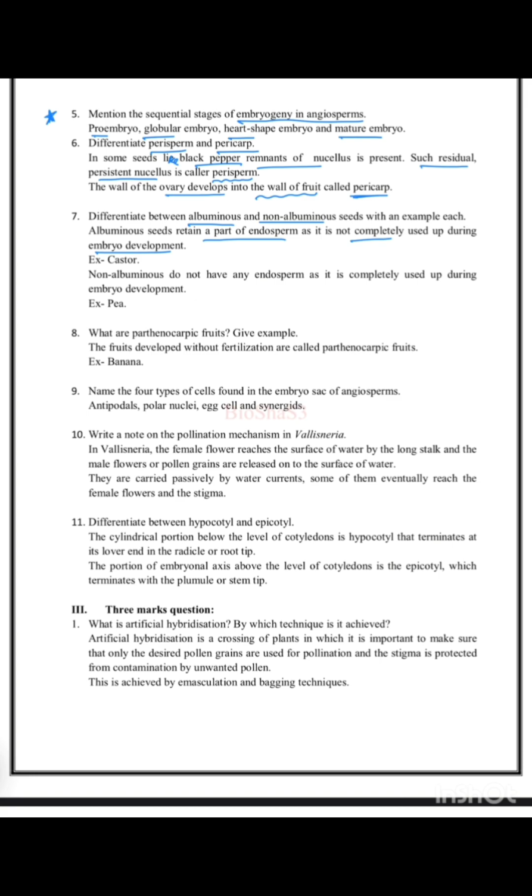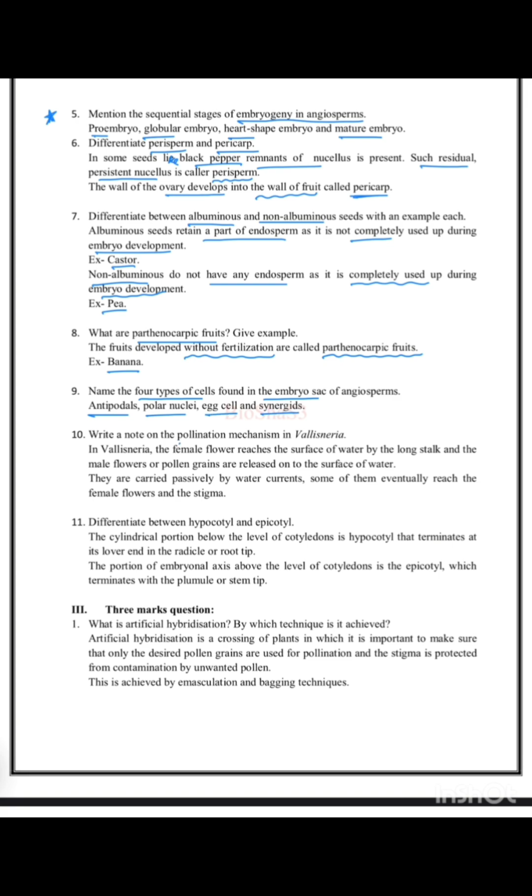For example, castor. Non-albuminous seeds do not have any endosperm as it is completely used up during the development of the embryo. So, for example, pea. Then what are parthenocarpic fruits? Give example. The fruits developed without fertilization are called parthenocarpic fruits. For example, banana. Name the 4 types of cells found in embryo sac of angiosperms. Antipodals, polar nuclei, egg cell and synergids.